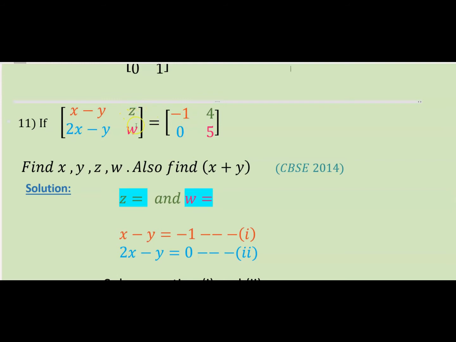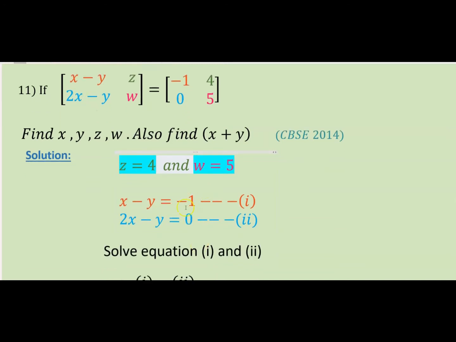From this you can see, in the green color, that Z is equal to 4, right? So directly we can find the value of Z from here. Similarly, W in the pink color, that is W is equal to 5. So directly we have the values of Z and W. Next we need to find X and Y. This is X minus Y, and that is equal to minus 1. So I have written it here. Similarly, 2x minus y is equal to 0, the second equation. Now we know that by solving simultaneously, we can find the values of X and Y.